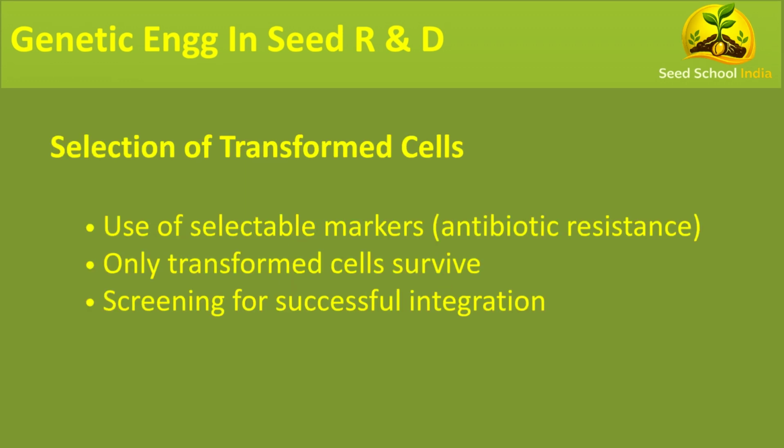After transformation, only a small number of cells successfully incorporate the new gene. To identify these cells, selectable marker genes are used. These markers confer resistance to certain antibiotics or chemicals, allowing only the transformed cells to survive under selective conditions.